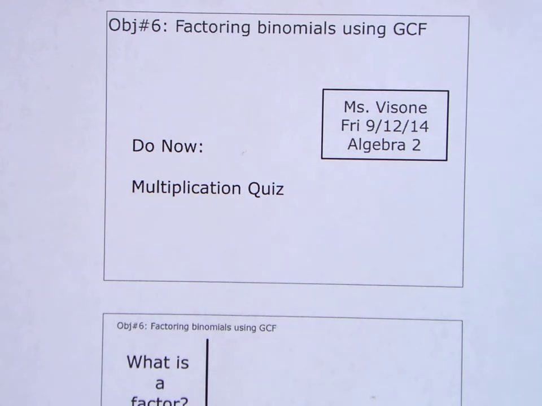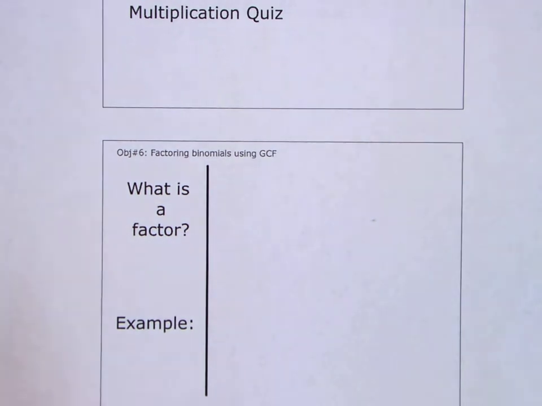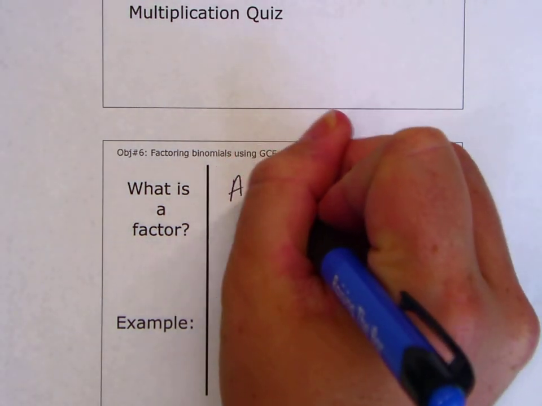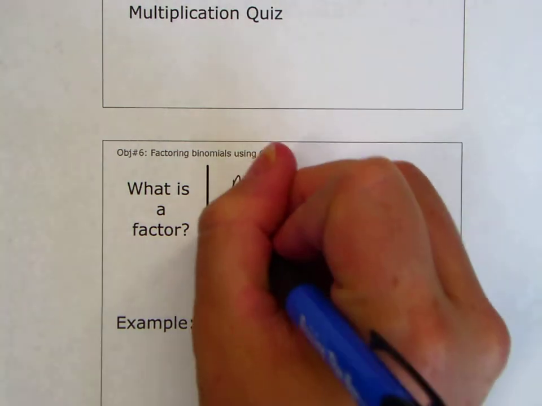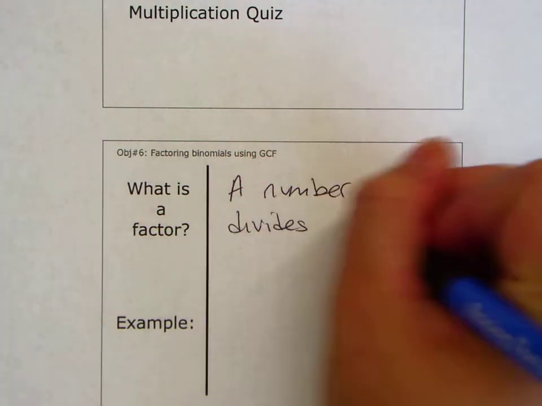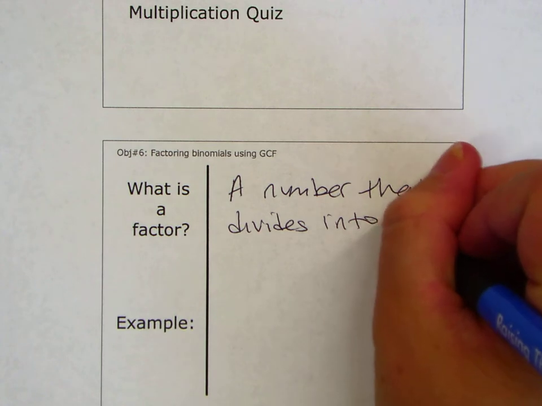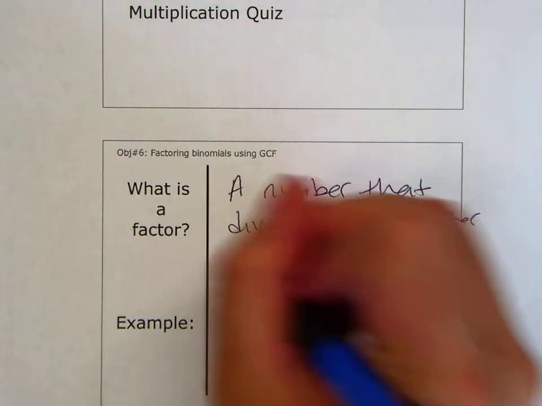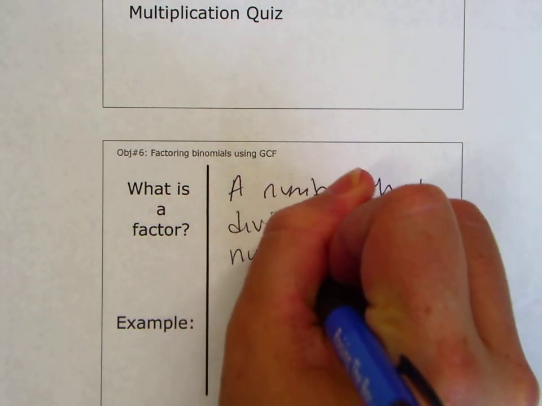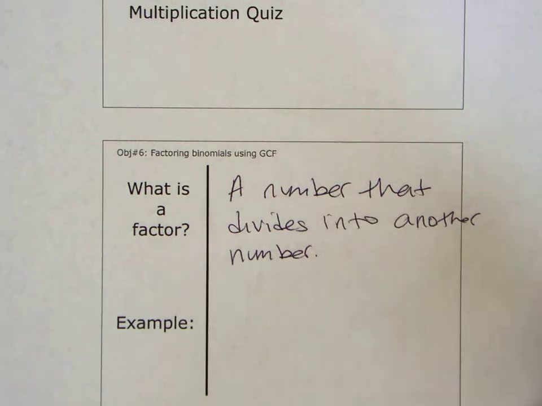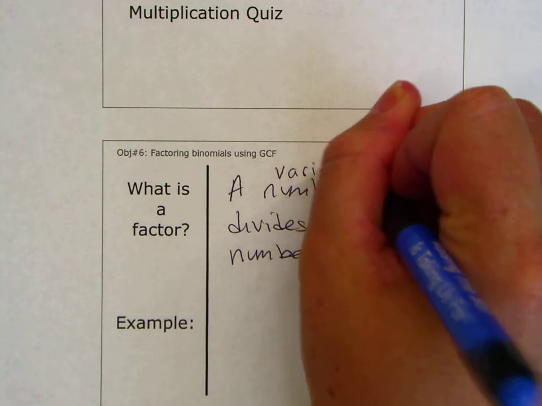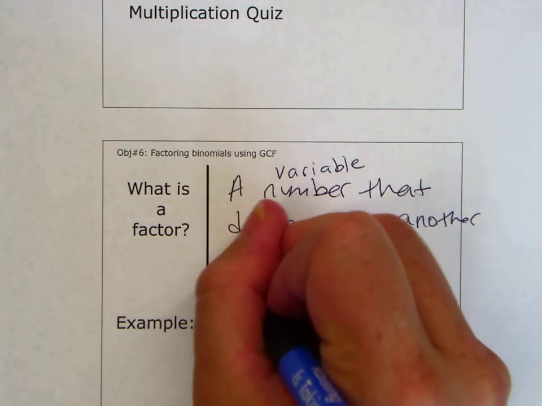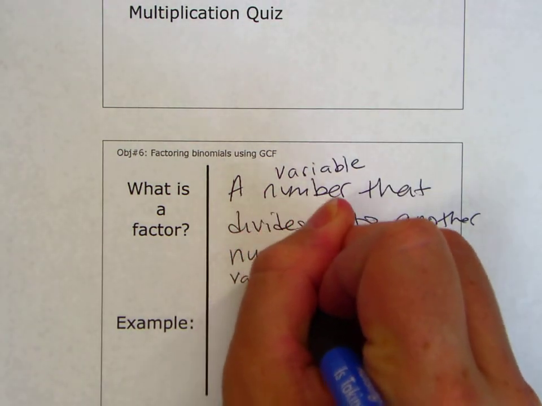Alright, so let's start with what is a factor. A factor is a number that divides into another number. Or, instead of a number, it could also be a variable, a variable that divides into another variable. All right?